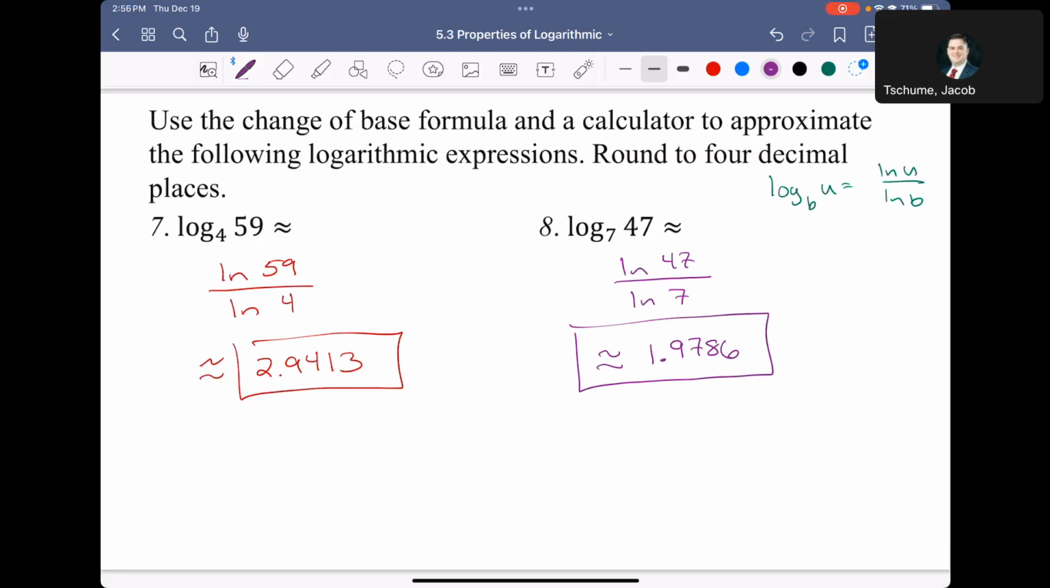So that wraps up section 5.3 in our continual talk about logarithms. In this video, we covered 3 major properties: the product rule, the quotient rule, and the power rule. And then we also discussed the change of base formula.